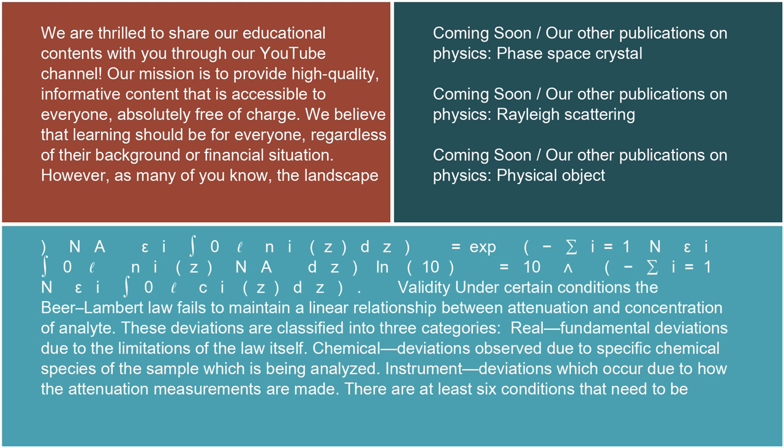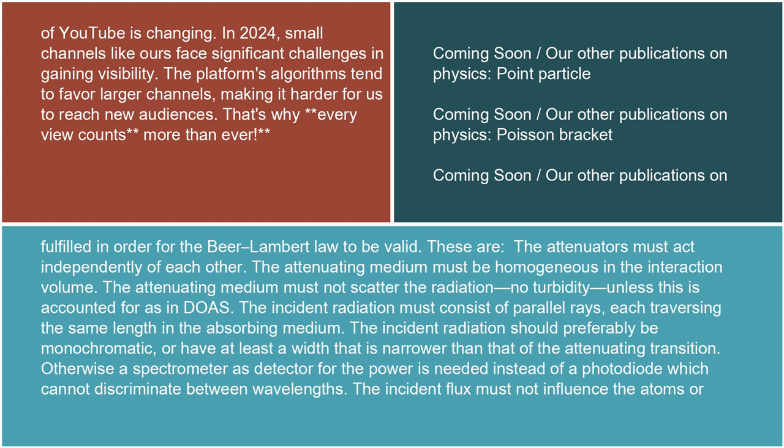There are at least six conditions that need to be fulfilled in order for the Beer-Lambert law to be valid. These are: the attenuators must act independently of each other. The attenuating medium must be homogeneous in the interaction volume. The attenuating medium must not scatter the radiation, no turbidity, unless this is accounted for as in DOAS. The incident radiation must consist of parallel rays, each traversing the same length in the absorbing medium.